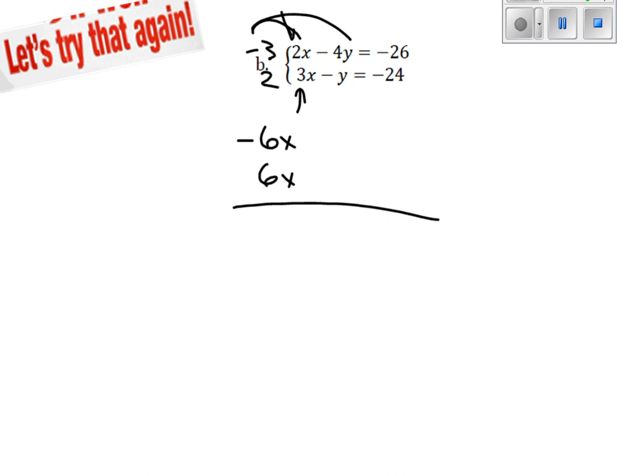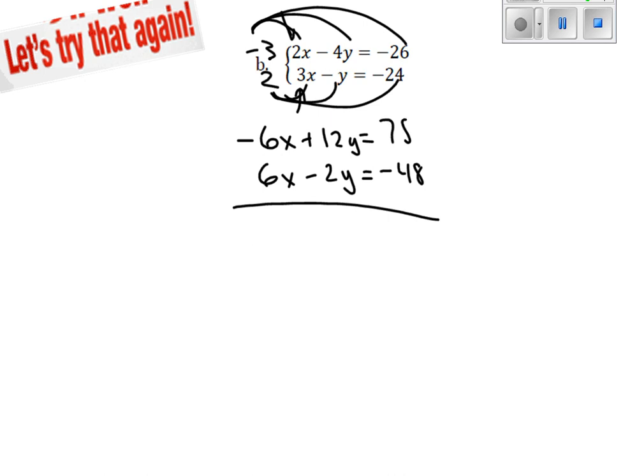But I can't just multiply that. I've got to multiply everything by the -3 and the 2. So let's see, that's going to be -2y. This will be -48. This will be positive, I think it's 78. So now when I add these two, here's what's going to happen. 6x goes away. -12x, 2y, 10y. 78 minus 48 equals 30. So after all that noise, y equals 3.